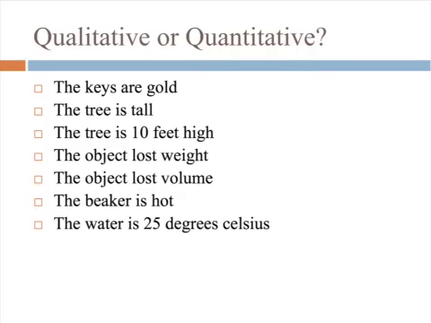Here are some other qualitative and quantitative observations. Let's see if you can figure out which one's quantitative and which one's qualitative. Spend about 20 seconds right now doing that. Hopefully you noticed the ones with measurements. The tree is 10 feet tall. The water is 25 degrees Celsius. Those are quantitative because they have a quantity. The rest are qualitative. They do not have an actual measurement. They more describe something.